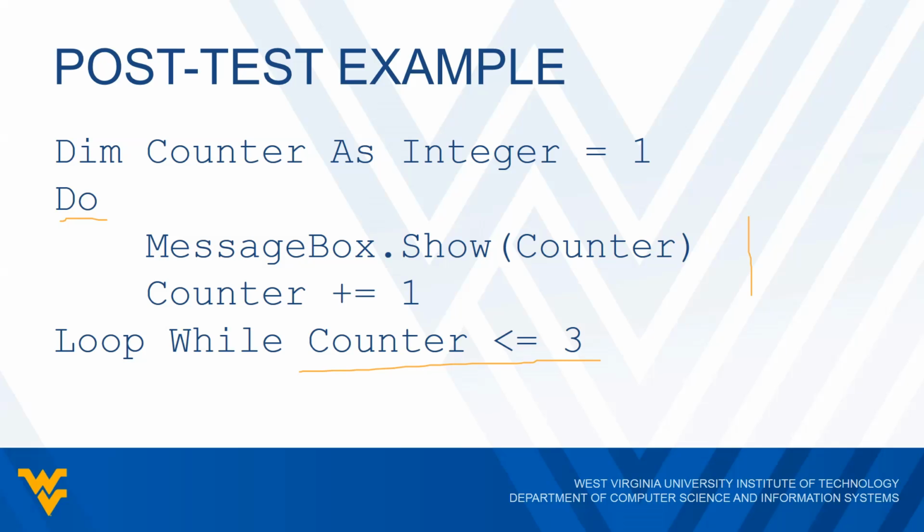We display the value of counter, which is 2, and then we increment it, so counter is now 3. 3 is less than or equal to 3, so since our condition is true, we go back and display our counter again, which is 3. Then we increment our counter by 1, so that's 4. 4 is not less than or equal to 3, so our condition is false, and we exit the loop.